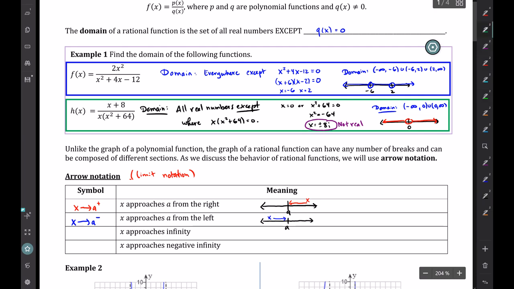The next statement is x approaches infinity. Well, that is just x arrow positive infinity. When you see that, it's telling you to look at what happens when x gets really, really big, so x is going towards positive infinity. And then finally, x approaches negative infinity would be the following scenario. Now x is going to negative infinity, so x is getting arbitrarily large but negative.